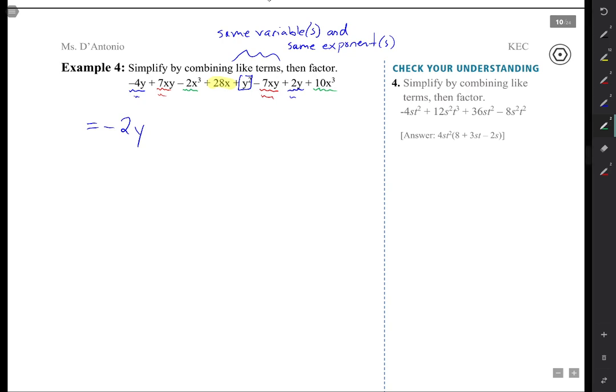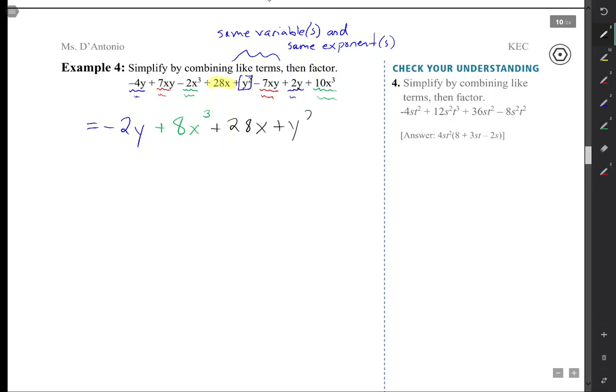Let's look at the x cubes. We have negative 2 over here, and we have plus 10 over here. So negative 2x cubed plus 10x cubed gives us plus 8x cubed. And then we still have the plus 28x and the plus y squared to put in, these two right here. So now we simplified this expression. Now we have to factor it.